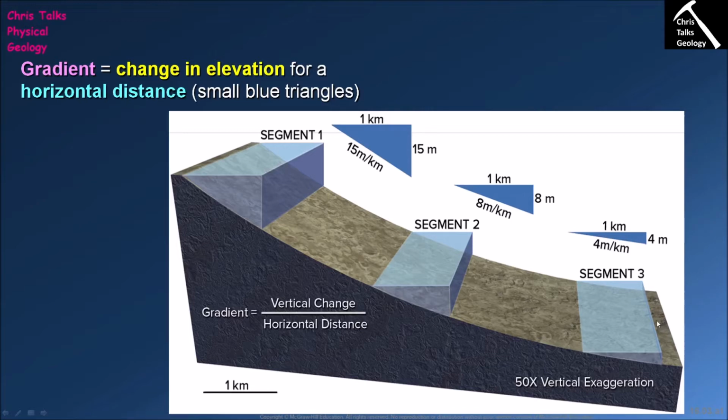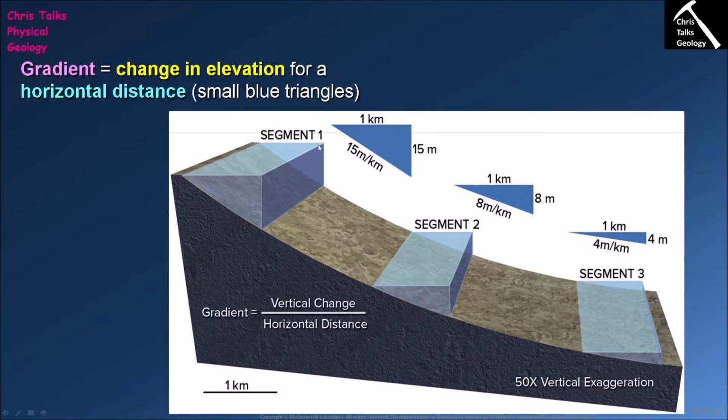To begin with, we need to define what gradient is. The gradient is defined as a change in elevation over a given horizontal distance. You can see on this diagram we have three separate locations selected, segments 1, 2 and 3. For each of these locations we are using a 1 kilometer horizontal distance, and that's consistent between 1, 2 and 3. Now what you'll notice though is that over this 1 kilometer distance there is variation in the vertical change.